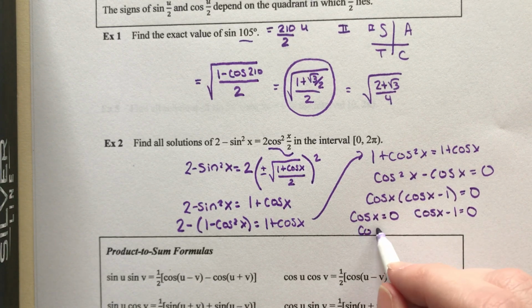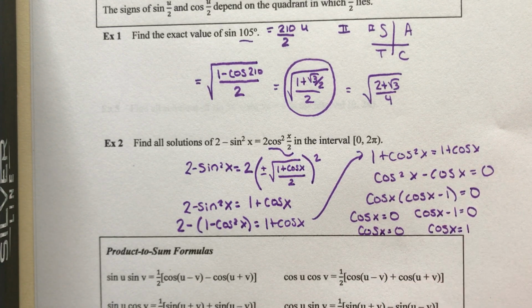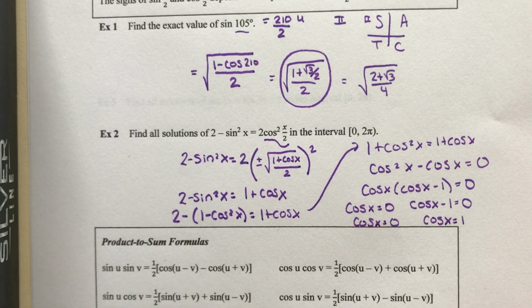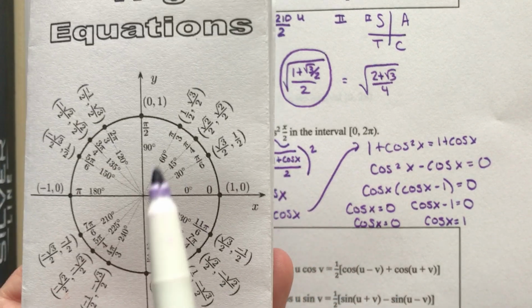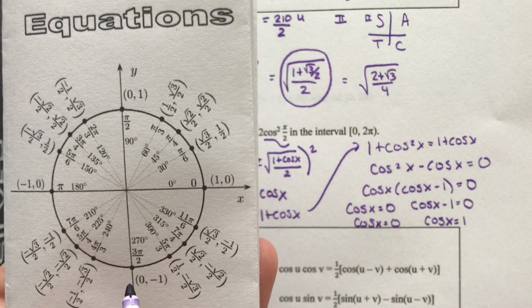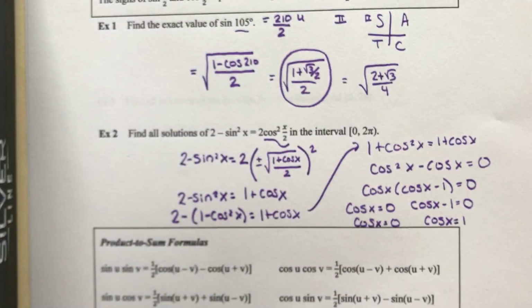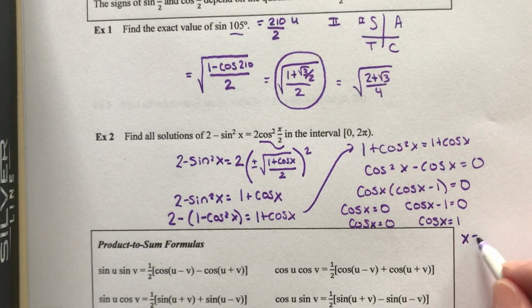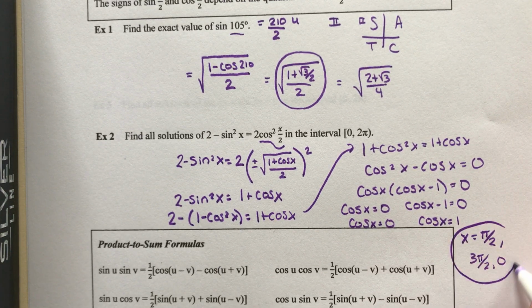So over here I get cosine equals 0, and over here cosine equals 1. So now I'm going to use my unit circle and see where cosine equals 0. So that's your x, right? So that would be pi over 2 and 3 pi over 2. And where cosine equals 1, that would be at 0. So I'm going to list those. X equals pi over 2, 3 pi over 2, and 0.